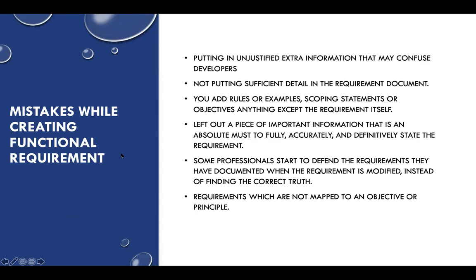Very important. So the mistakes we make when we're gathering functional requirements: putting in unjustified extra information that may confuse developers. Put in sufficient details in the requirement document. You add rules, examples, scoping statements, objectives, anything except the requirement itself. I'm going to run very fast here, guys. Leave that piece of information that is absolute and must fully, accurately, and definitely state the requirement. Some professionals start to defend the requirement they have documented when it is modified, instead of finding the correct truth, right? This is critical, guys: requirements which are not mapped to an objective or principle. This is something you need to keep in mind as well.